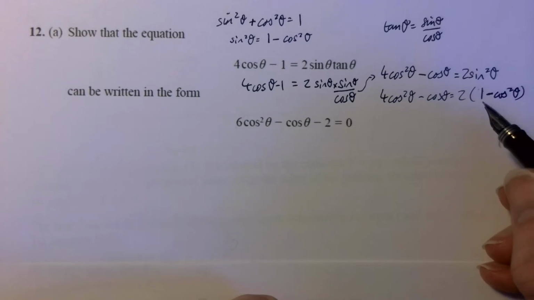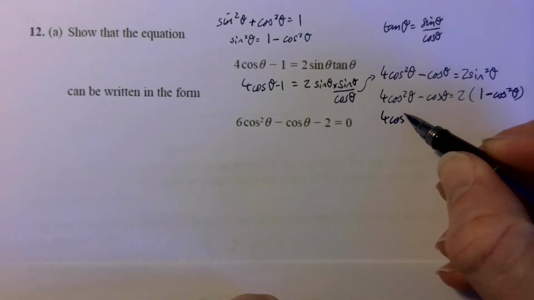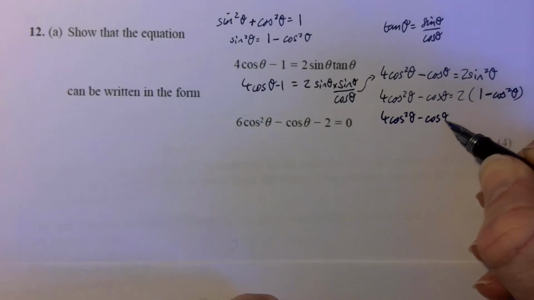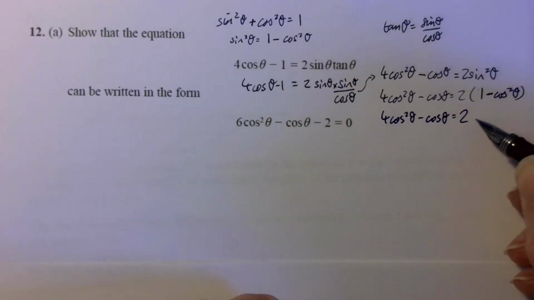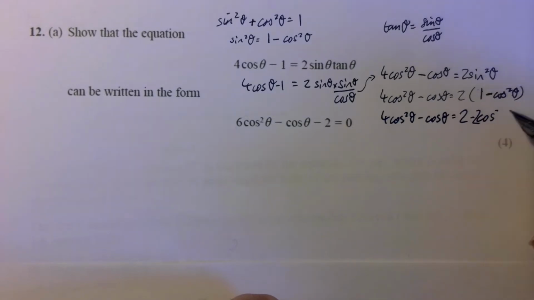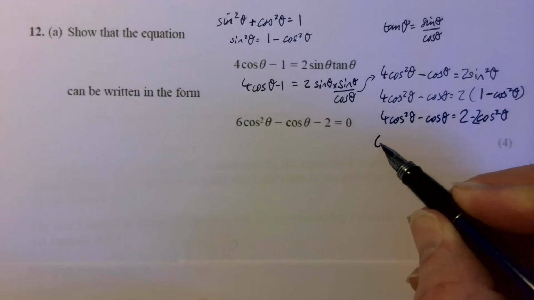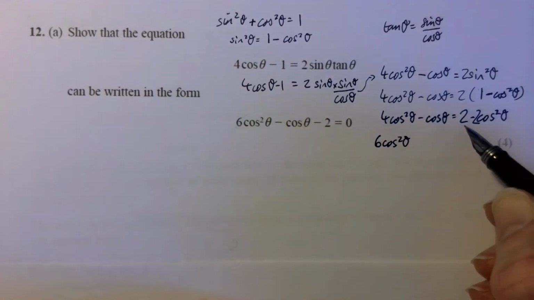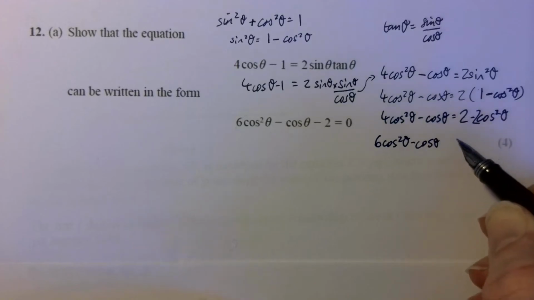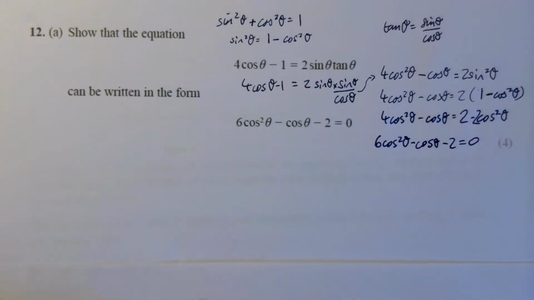So now all we need to do is expand this bracket first of all. 4 cos squared theta take cos theta equals 2 times 1 and 2 times negative cos squared theta gives me negative 2 cos squared theta. And now all I have to do is rearrange. So if I add that, that gets me to 6 cos squared theta. I've got the minus cos theta. I can take 2, and that gets me to 0, and I've showed it. What they want to see is the clear use of both the identities and then the rearrangement. You don't have to show what you've done more than that.